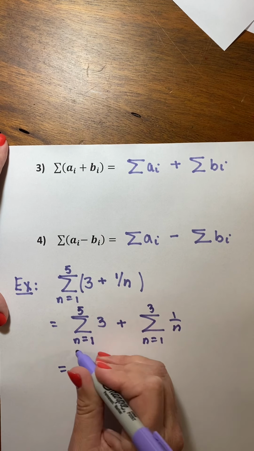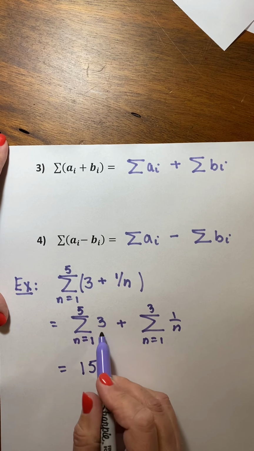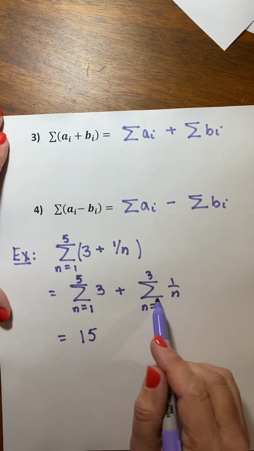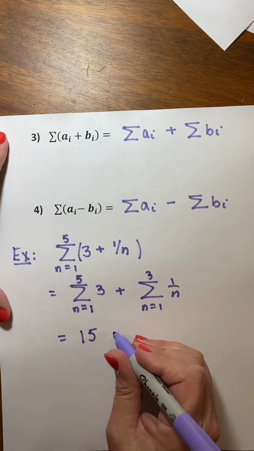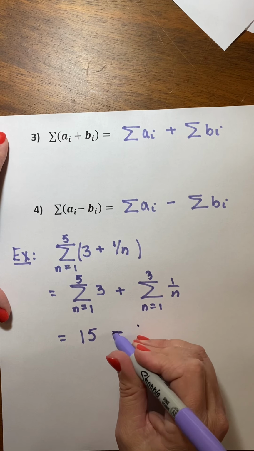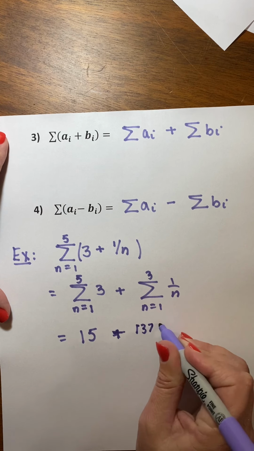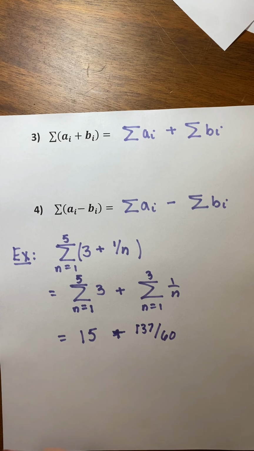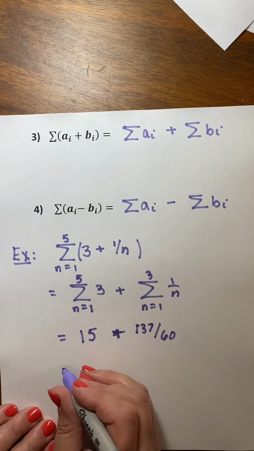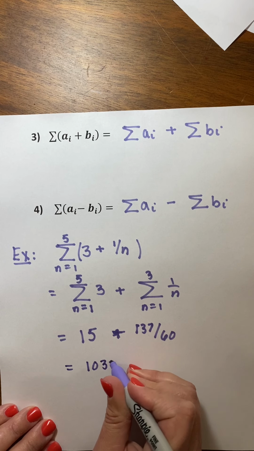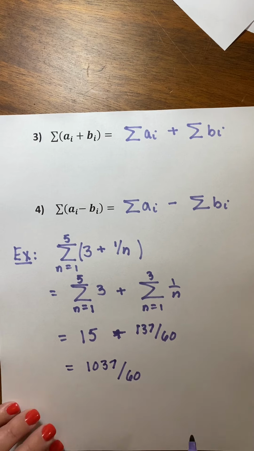And from the previous rules, we knew that this would be 15 because 3 plus 3 plus 3, 5 times, is 15. And we already know that this guy is 137 over 60. Right, so we add those two together, we get 15 plus 137 divided by 60. I'm going to always give exact numbers unless otherwise stated. It will be 1037 all over 60.